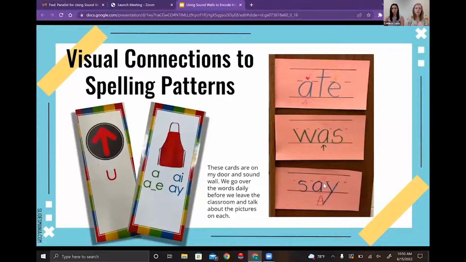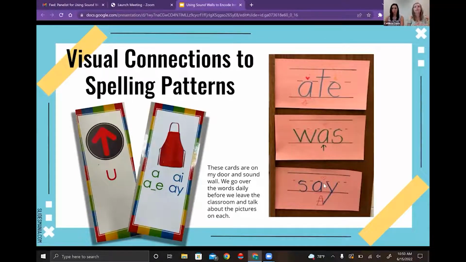Visual connections to spelling patterns. Again, those visual connections are on those cards explicitly, and those cards I put on my door, and they help us with transition time. So you're always getting your class ready to go to the next specials class or to lunch, and not everybody's ready at the same time. So in order to get students to kind of focus and still be learning while they're waiting for their peers to get in line, I have these words posted on our door.